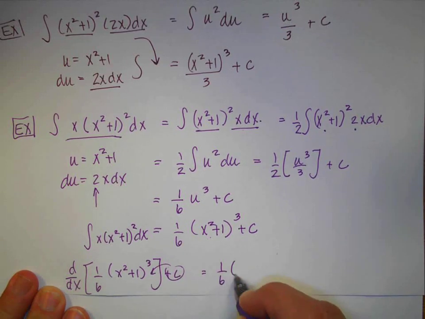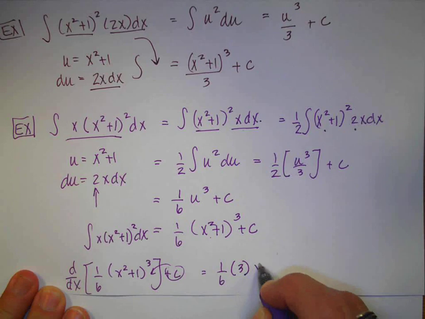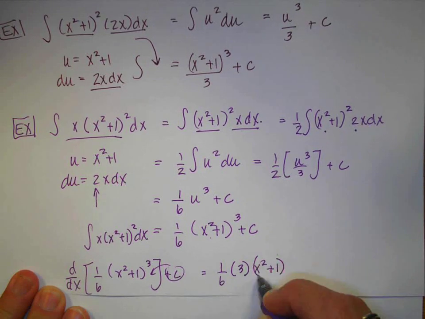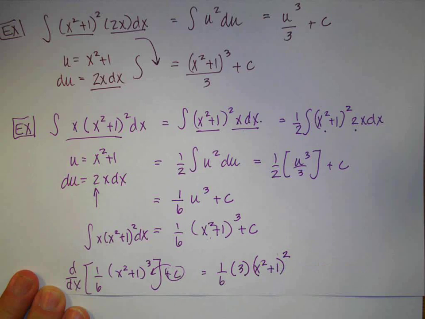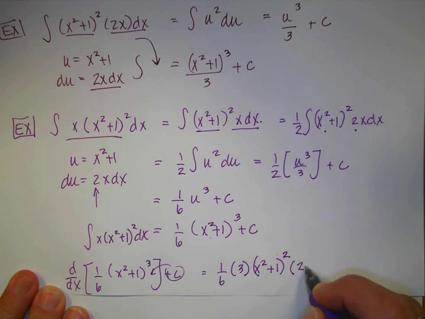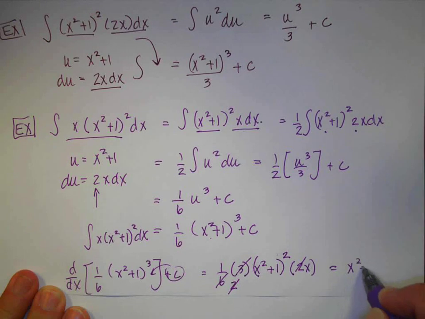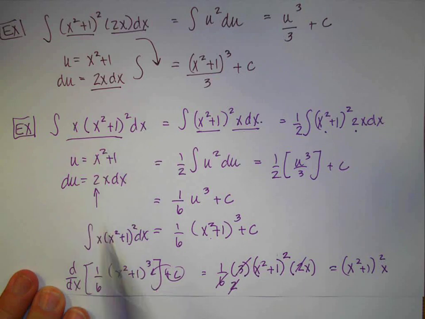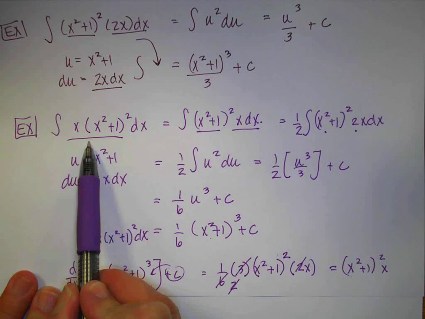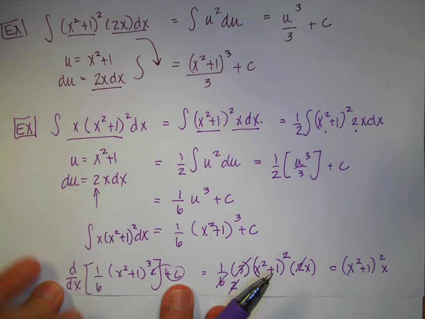So here's the 1/6, and then I have a 3, and then I have x squared plus 1, and then to the second, right, times the derivative of the inside, 2x. The derivative of a constant is 0. So 3 goes into 6 2 times. That 2 goes away. And notice that I get x squared plus 1, quantity squared times x. So I got my original function. So the derivative verified that I got the correct solution to my integral. Alrighty.